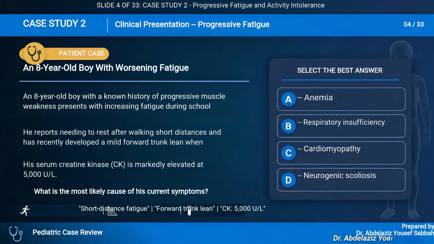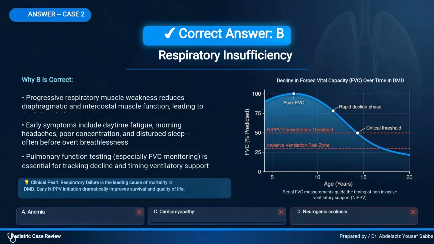Option A, anemia. Option B, respiratory insufficiency. Option C, cardiomyopathy. Option D, neurogenic scoliosis. The correct answer is Option B, respiratory insufficiency. Progressive respiratory muscle weakness reduces diaphragmatic and intercostal muscle function, leading to declining vital capacity.